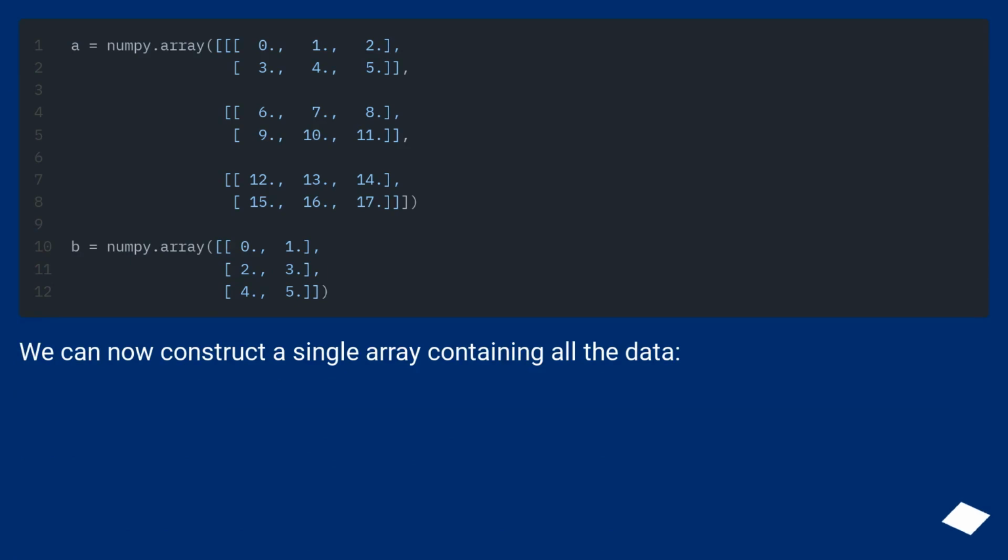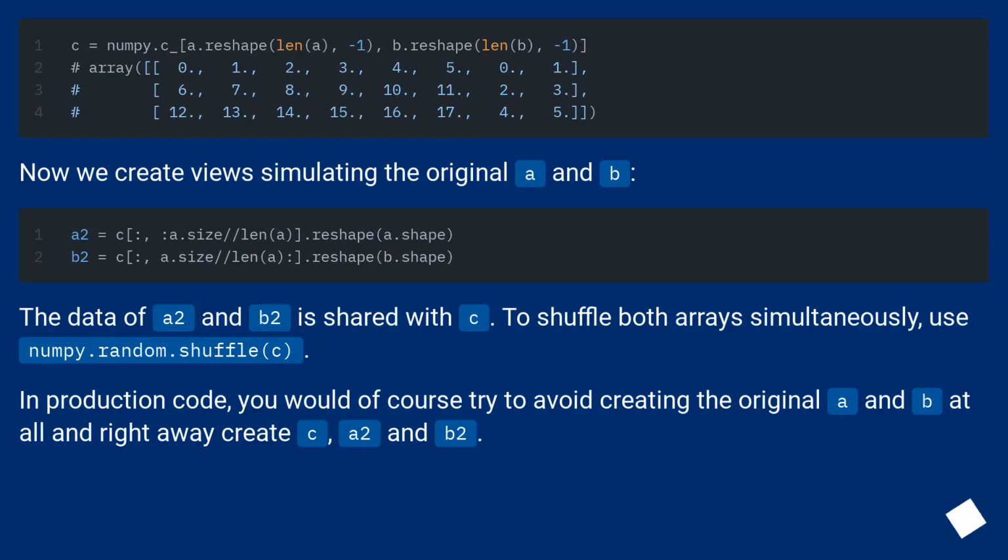We can now construct a single array containing all the data. Now we create views simulating the original A and B. The data of A2 and B2 is shared with C. To shuffle both arrays simultaneously, use numpy.random.shuffle(C). In production code, you would of course try to avoid creating the original A and B at all and right away create C, A2 and B2.